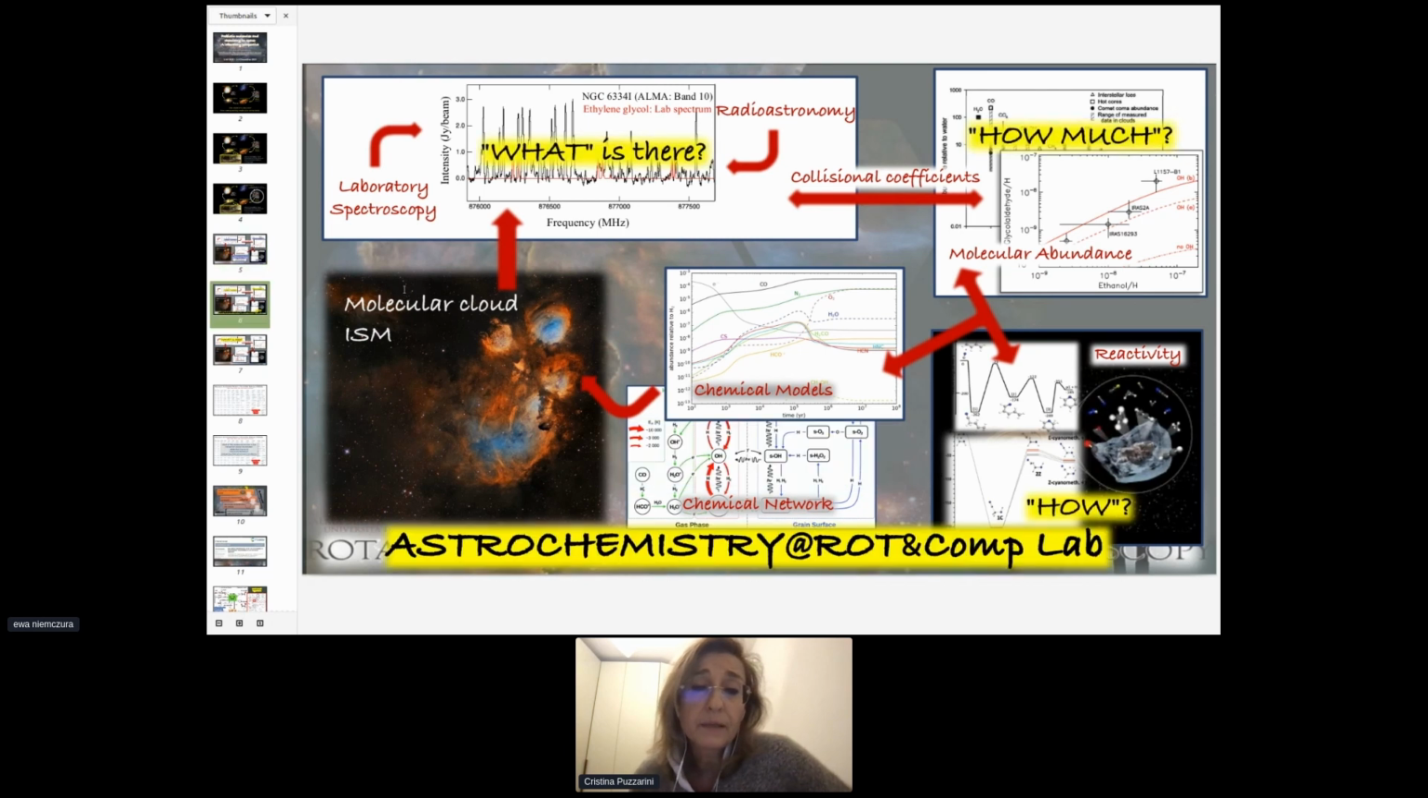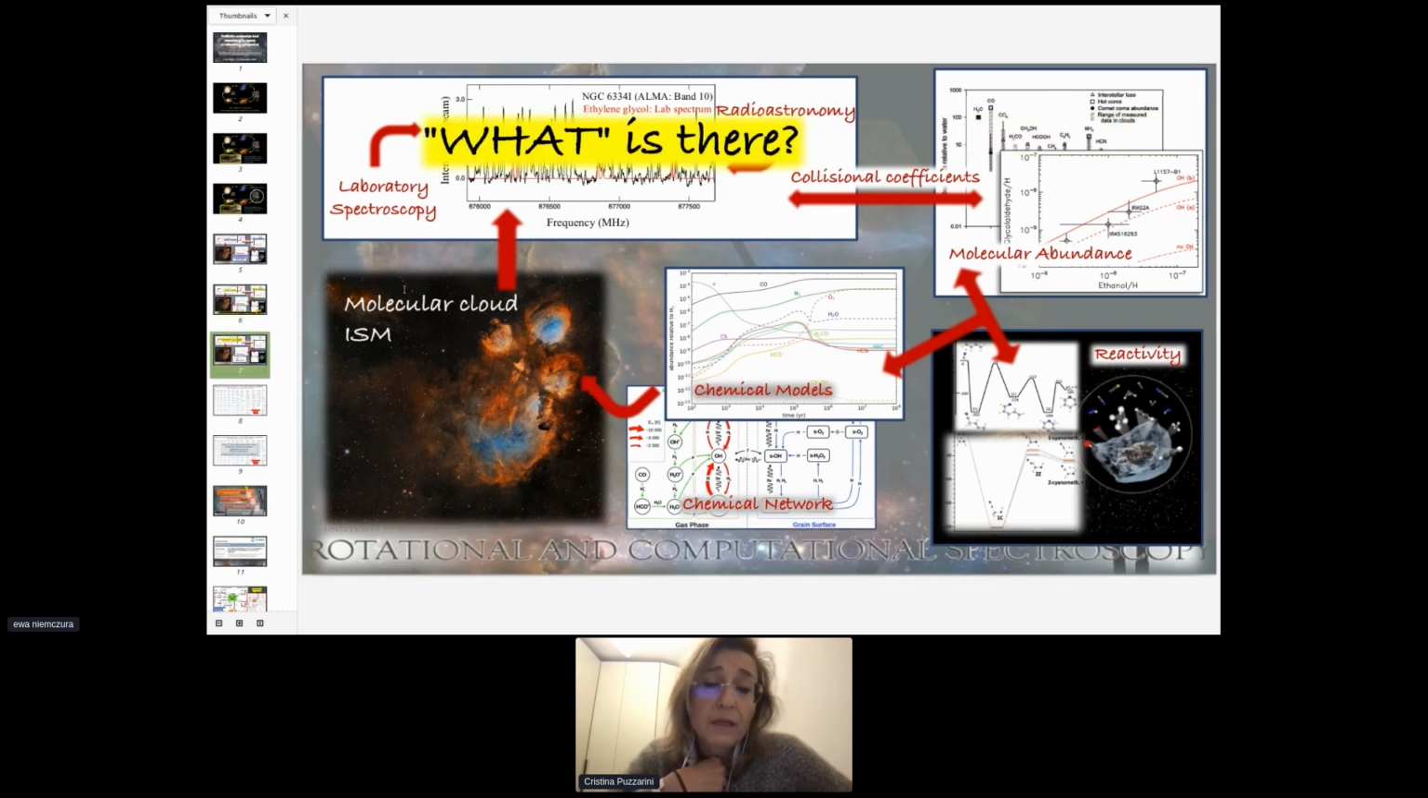Next slide, please. In this slide, highlighted in yellow, are the 3 steps which are part of our research lines in the field of astrochemistry. Let me start from the first point. Yeah, next slide. So the characterization of molecules, so the discovery of new molecules in space.